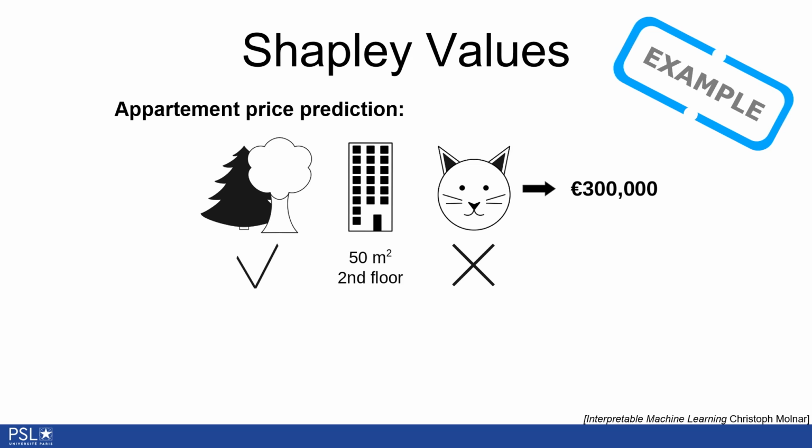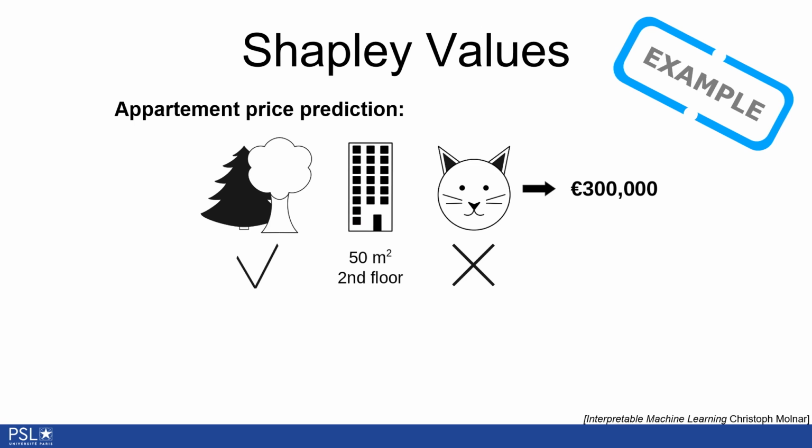In this toy example, we have a black box model that predicts the price of an apartment based on whether there's a park close by, what is the size of the apartment, what floor it is on, and whether pets are banned or not. Imagine the model takes as an input a specific instance, a specific apartment that is close to a park, has a size of 50 square meters, is on the second floor, and pets are banned.